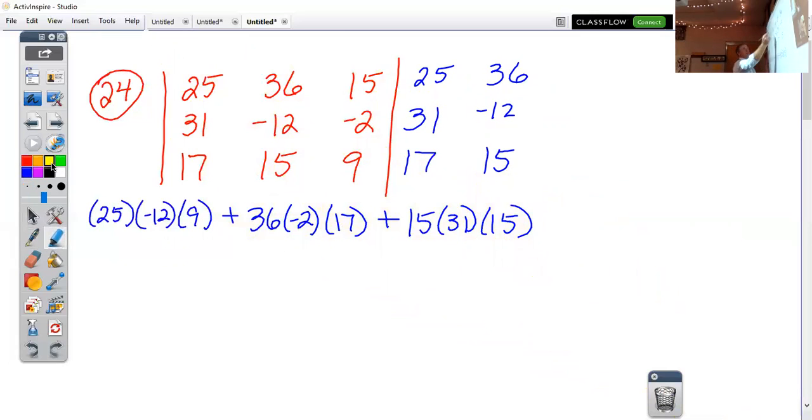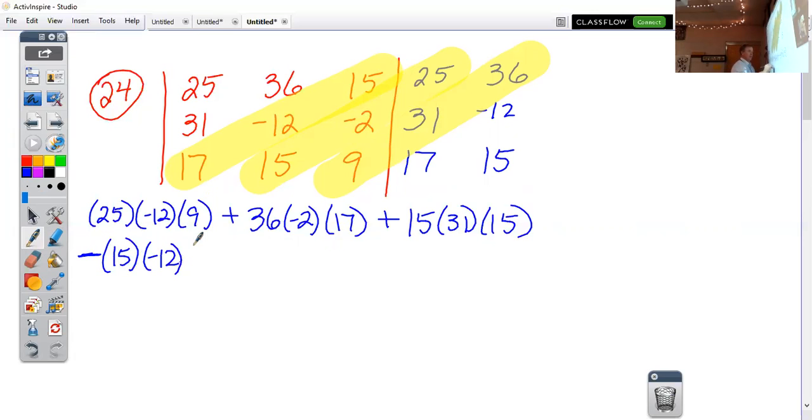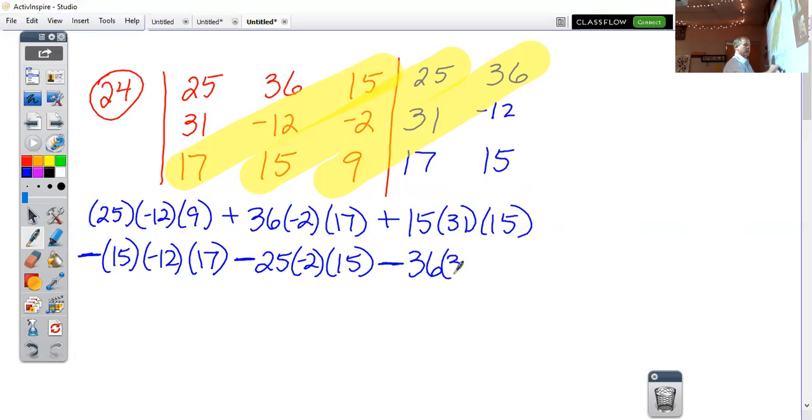All right, so now we're going to go this direction. Everybody see that? Okay. And all you have to remember is in front of everything, put a negative. So this is going to be negative 15 times negative 12 times 17, minus 25 times negative 2 times 15, minus 36 times 31 times 9.